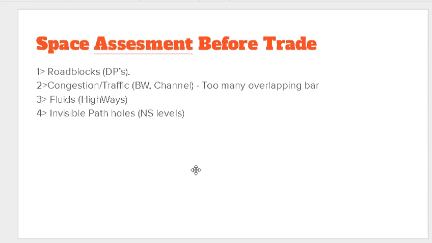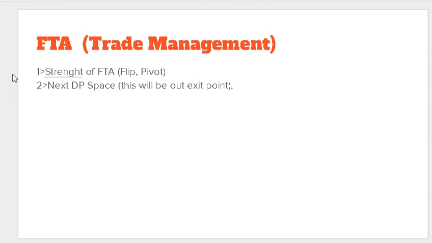Those are the levels that you need to keep in mind before taking a trade. And after taking the trade, you need to see where the FTA is, which could be a flip or a pivot, to see where the prices might stall, and whether you should scratch the trade there or let it play for some more time. This is a decision that you need to take based on the FTA. And you have the next DP in the space. Where is your next DP? Usually that will act as an exit point.